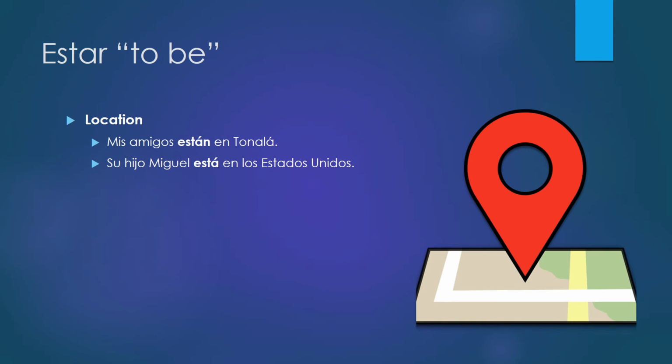All right, using estar to describe location. Mis amigos están en Tonalá. Where are my friends? My friends are in Tonalá. Su hijo Miguel está en los Estados Unidos. Where is her son Miguel? He is located in the United States.